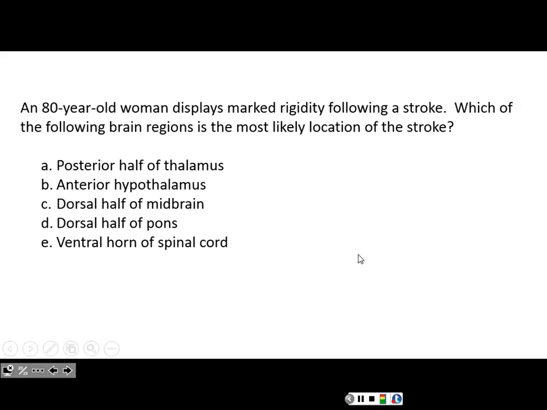Dorsal half of the pons is really the only option that's there, and based on what I just told you about how that is an area you can generate this kind of problem from with a serious lesion that wipes out a lot of the reticular formation, that would be the choice there.